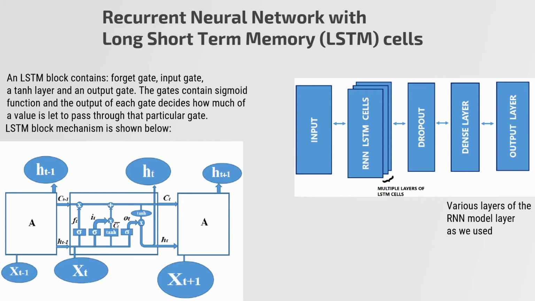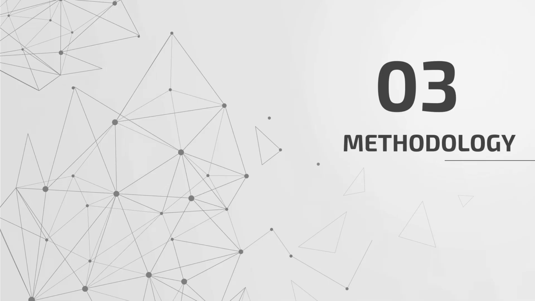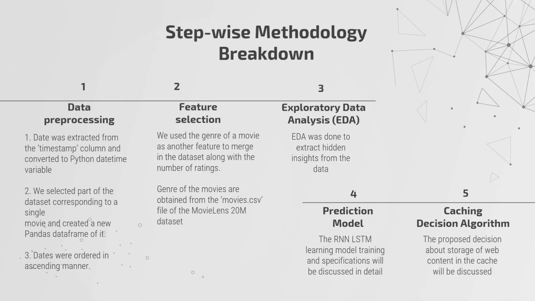Now comes the methodology part of the presentation. So here we have broken down the entire methodology as a series of steps. The first step being data pre-processing, the second being feature selection, the third is exploratory data analysis, the fourth is prediction model, and the fifth is the caching decision algorithm. Data pre-processing and feature selection are explained in this slide, and steps 3, 4, and 5 will be explained in the slides that will follow.